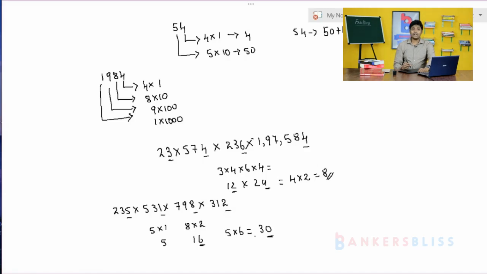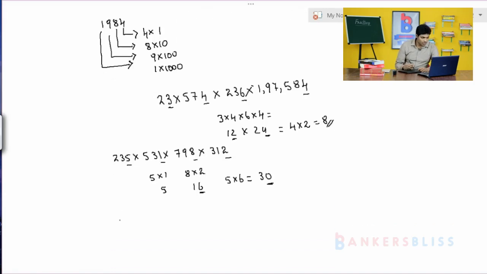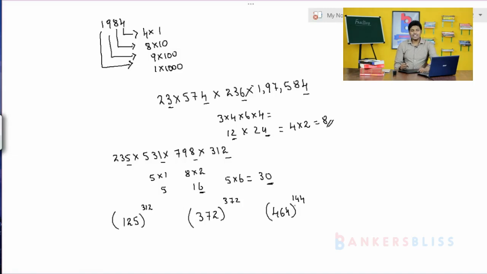Sometimes they may ask you to calculate the unit digit for given powers. For example, they may ask like this: 125 to the power 312. So what is the unit digit? Next, 372 to the power 372. So what is the unit digit? Next, 464 to the power 144. So what is the unit digit? So these types of questions they are going to ask. So don't panic, it is very, very simple. These types of problems they are going to ask you in PO level as well as in SO level. So not to worry, it's very simple to calculate.